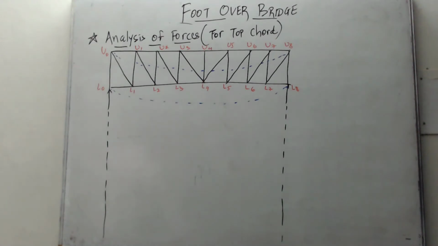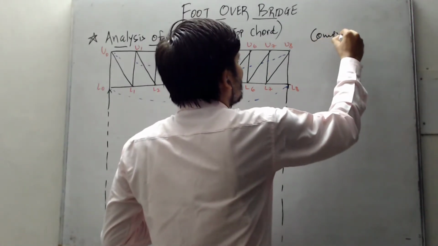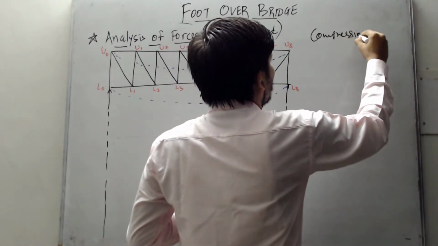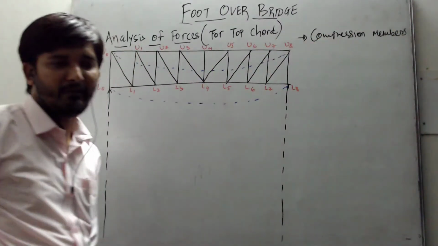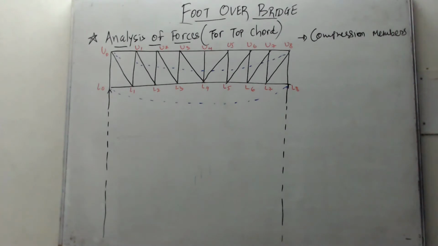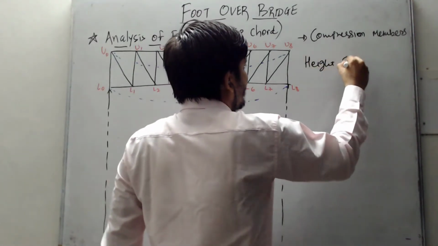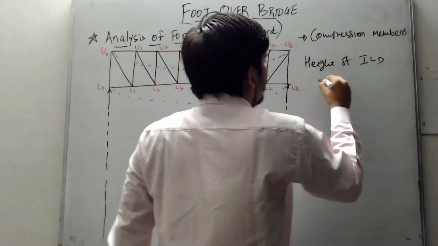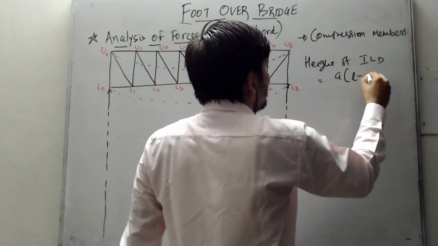So forces in top chord members, so these are generally the compression members. So just note down compression members. Right, these are compression members. So we need to find the height of the influence line diagram. The formula for the height of the influence line diagram is given by a into (L minus a) divided by L into h. So a into (L minus a) divided by L into h.